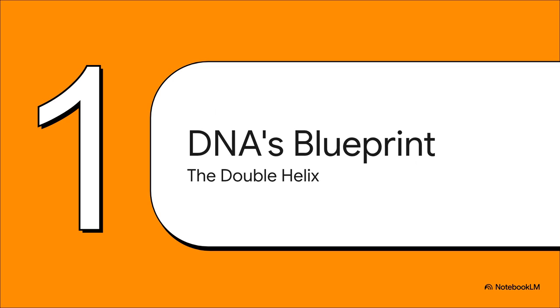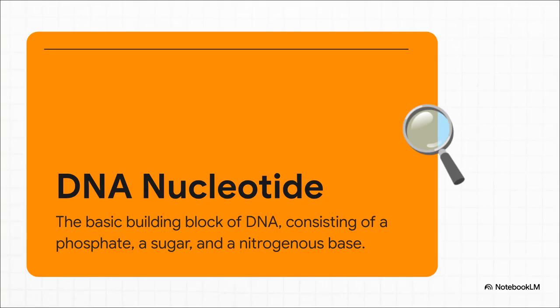Well, to understand how you copy a blueprint, you first have to understand the blueprint itself. And let me tell you, the structure of DNA isn't just beautiful, it's absolute genius in its design for easy duplication. So let's start with the smallest possible piece, the nucleotide. Think of it like a single letter in the genetic alphabet.